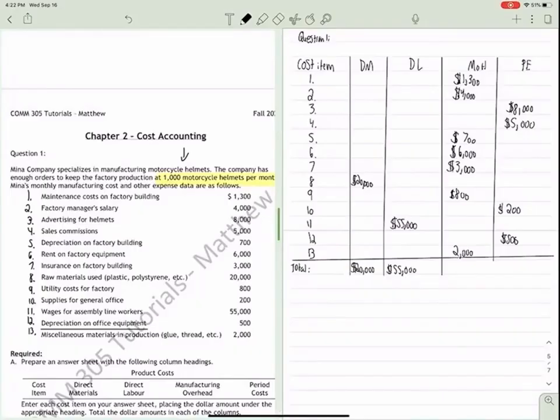Did everyone get 17,800? Can everyone confirm that with me? Yes? Awesome. Can someone write the period expense? I'm pretty sure I could do that in my head. So that's what, 13,700? Is that the answer for the period expenses?